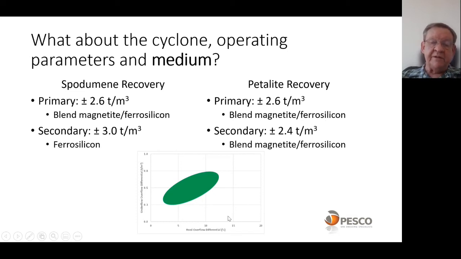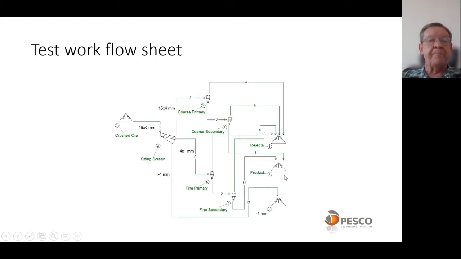Why do we use the blends? Because you're trying to manage the differentials within the cyclone. Ferrosilicon, in these small cyclones, is unstable at 2.6 cut densities, and that's why we have to add the magnetite to stabilize the ferrosilicon.